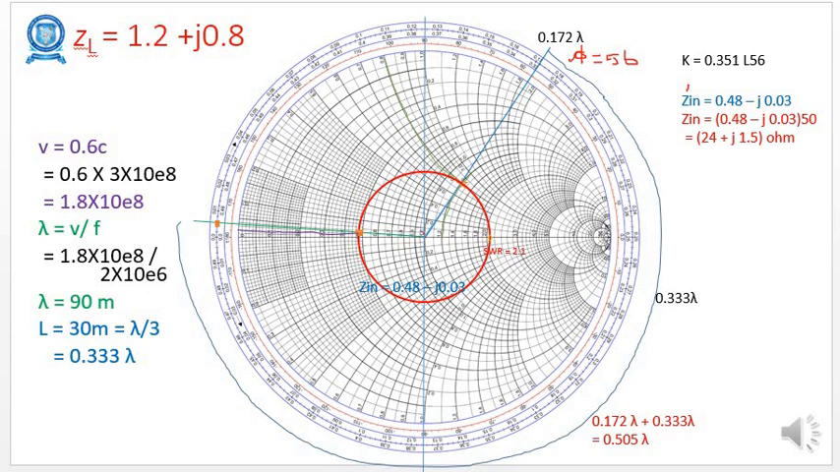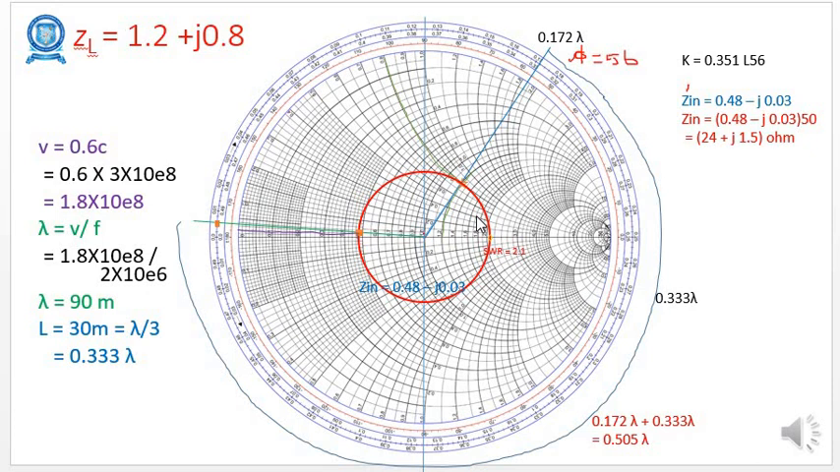The resistance value is marked on the horizontal line, and the reactance value is marked on the interior circles of this Smith chart. Here the plus symbol represents that the reactance is located above this horizontal line. If it is minus, the reactance is located below this horizontal line. Here R value is 1.2, a line is drawn from 1.2 and a line is drawn from 0.8. The meeting point of both the lines is the normalized load impedance ZL dash.